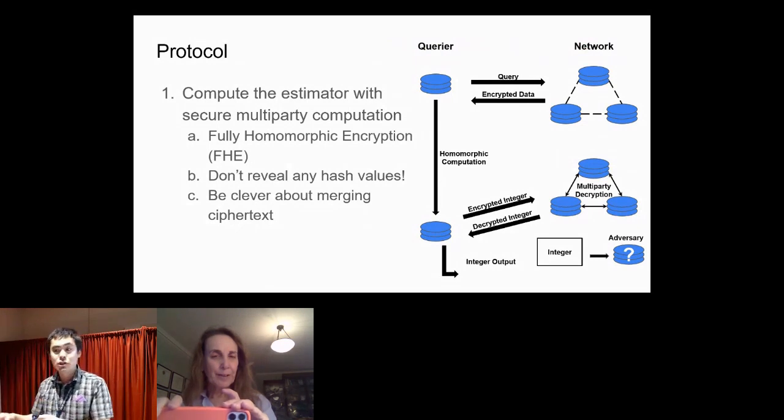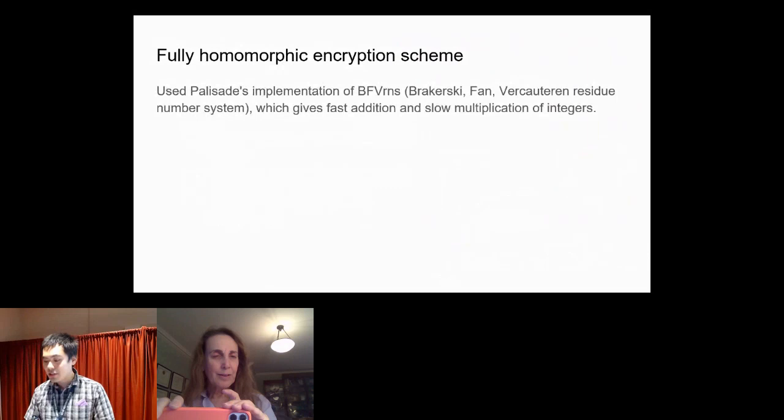So maybe you want to use differential privacy at that stage after you've already deduplicated. Let's see, I'll talk a little bit about some of the technical details we had. We made use of the existing homomorphic encryption library Palisade as a sort of black box. We made use of BRNS, which gives fast addition and slow multiplication of integers.